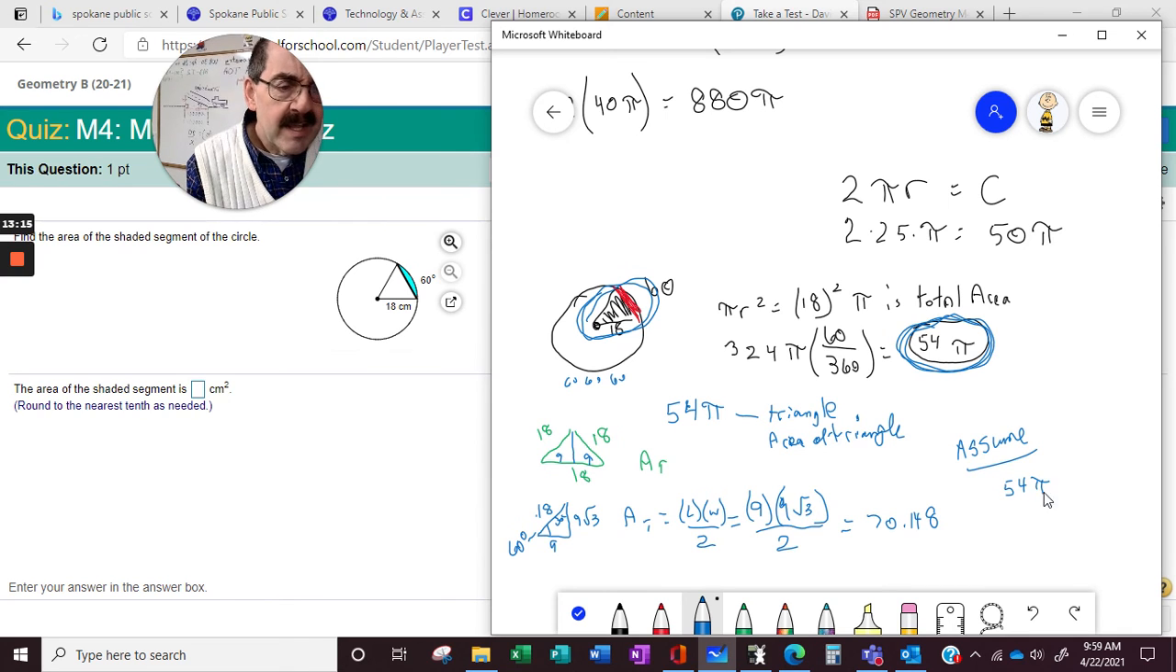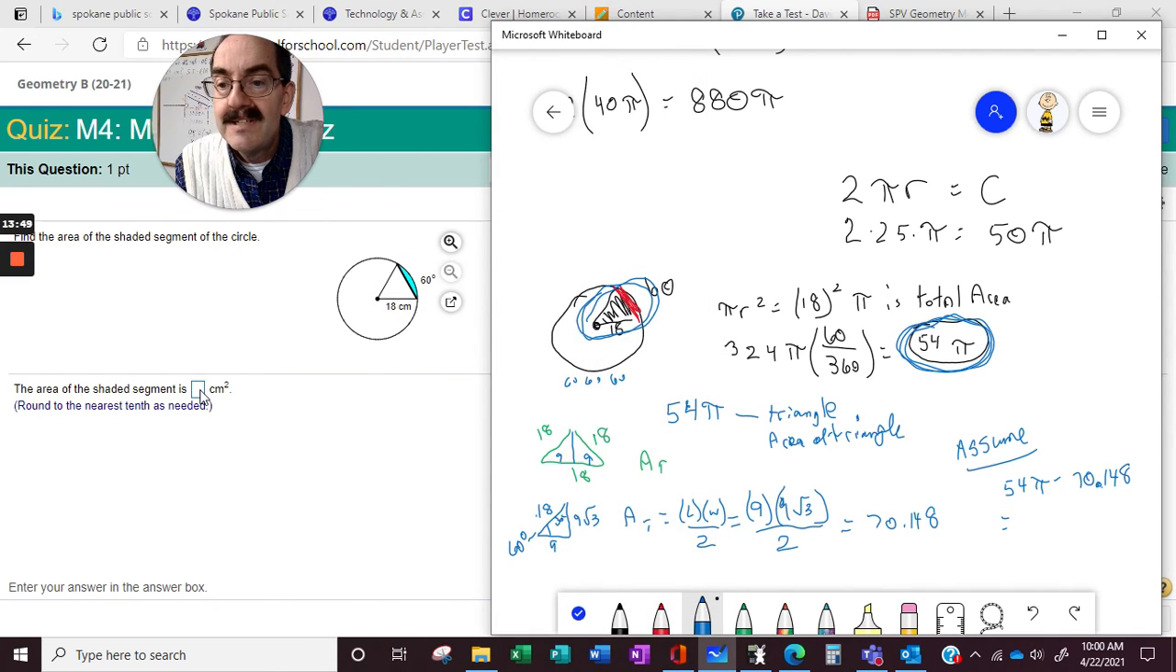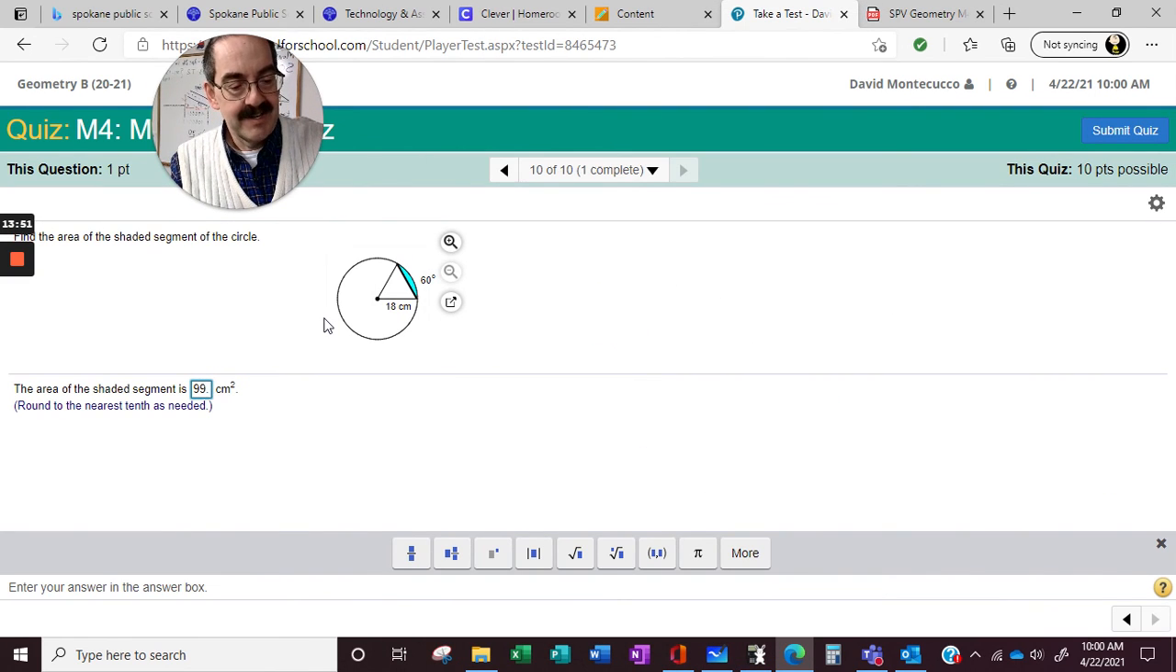54 pi was the whole thing minus the triangle, 70.148. So we're going to change the sign of that answer, so we made that a negative. 54 pi minus 70.148 is 99.497. Nearest tenth, 99.5. Keep your fingers crossed. I never get this problem right.